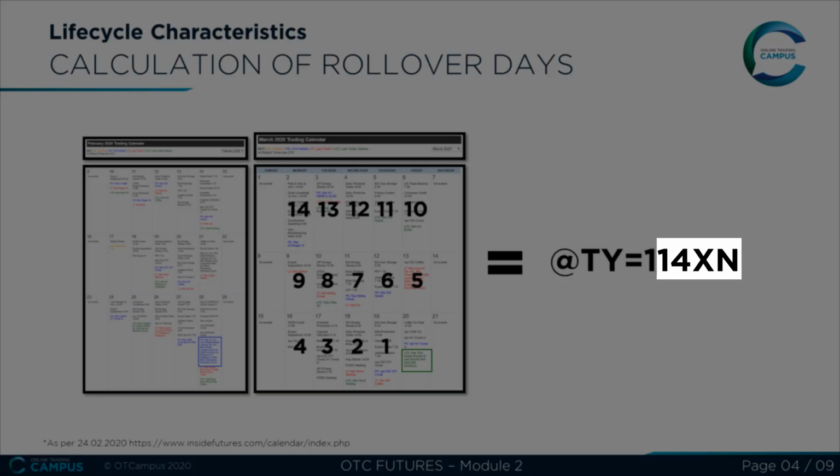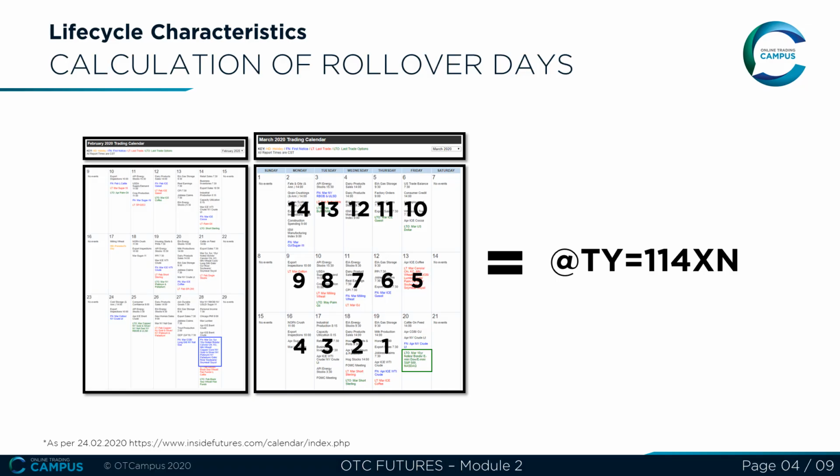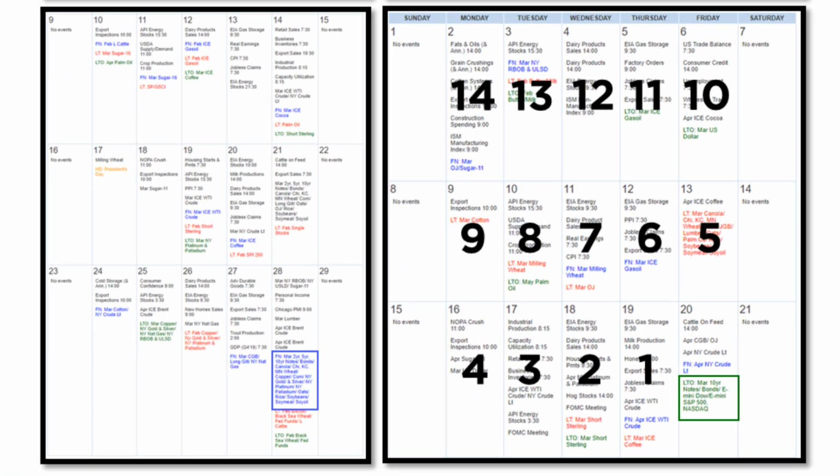Another note here about contract rollovers. In this example of the TY, we see exactly 14 trading days. During the previous contract rollover, there were 15 days and sometimes there are 13 days. This is very typical of the futures market.